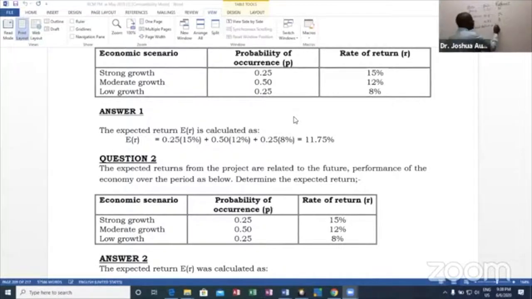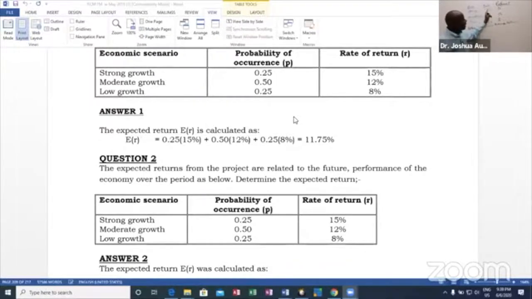Expected returns are also known as average returns. Why do we have to compute average returns? Because we don't know which state of the economy will prevail. If strong prevails, we shall get 15. If moderate prevails, we shall get 12. If low prevails, we shall get 8. That's why I want to work with an average of these. How do I get the average? I will take 15 plus 12 plus 8 divided by 3. That would have been the case if I did not have probabilities.